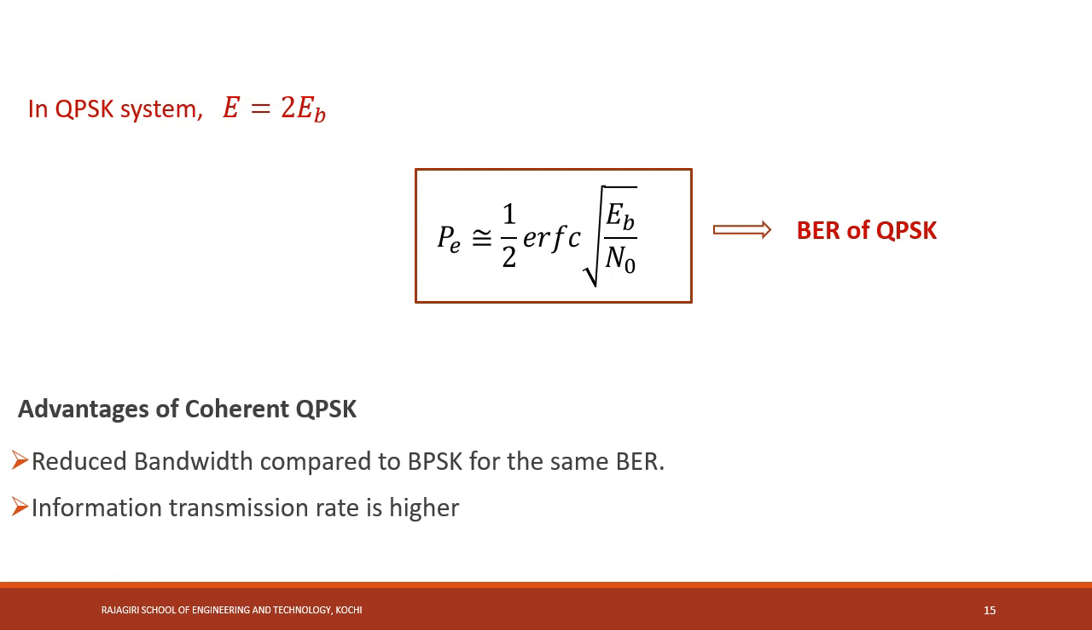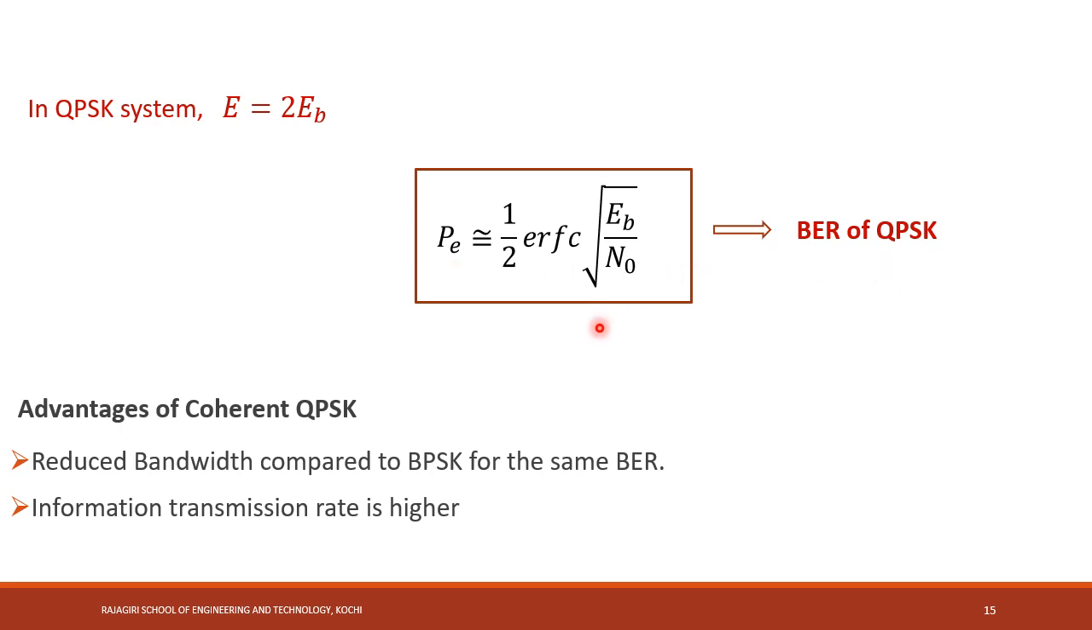Okay, so substituting this value over here, we will get the probability of error as 1 by 2 erfc of root Eb by N naught, where Eb is related to the signal energy per symbol as E is equal to 2 times Eb. Okay, so this is the average probability of symbol error or the bit error rate of a QPSK system.